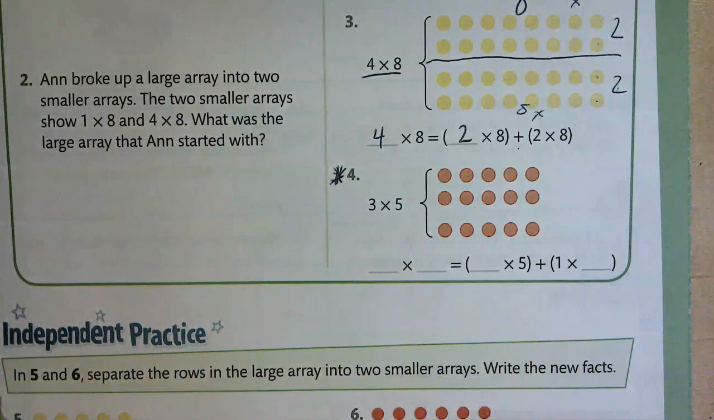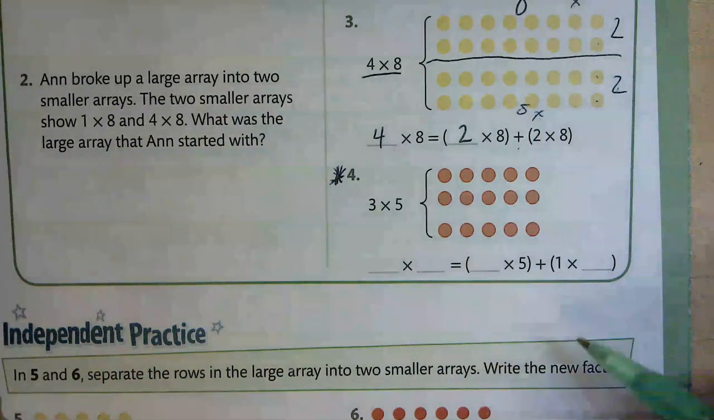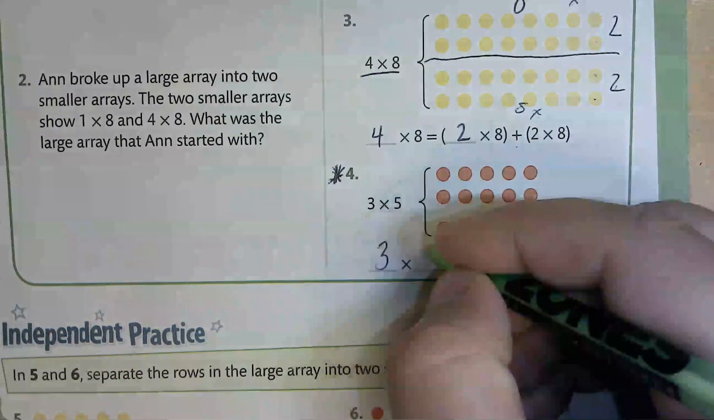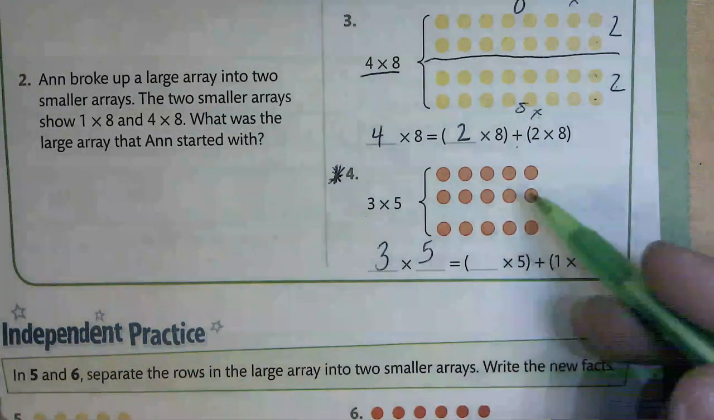I hope you paused your video and solved that problem. We're going to go ahead and get into it. So what did I start with? Well, I started with 3 times 5. So that's the first thing I'm going to write. 3 times 5.